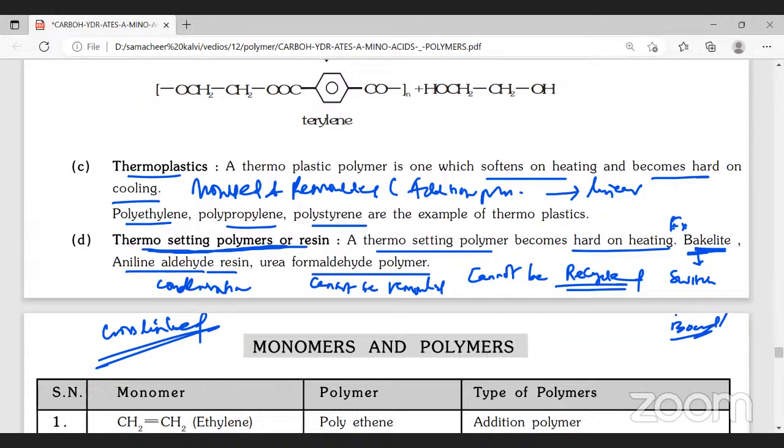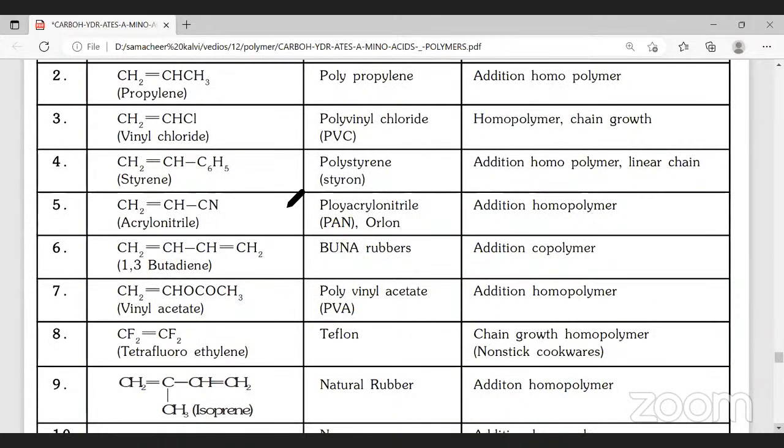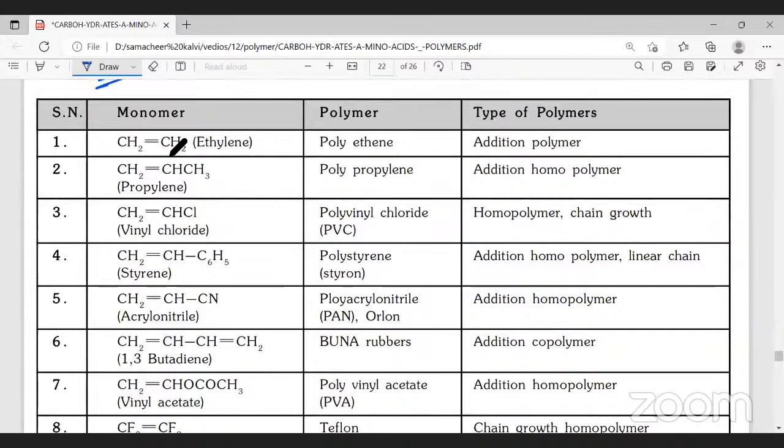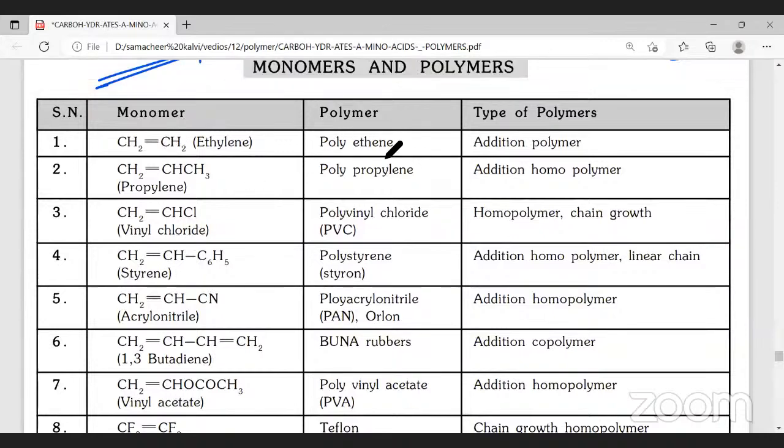Now, monomers and polymers. It is only information. Now, we're going to learn a few reactions which are required to be learned. Ethylene is a monomer. The polymer we get is polyethylene. The type of reaction mechanism is addition polymerization. And this is also an example of homopolymers. Now, propylene is a monomeric unit. You get polypropylene, and it is addition polymerization. And it's also an example of homopolymers.